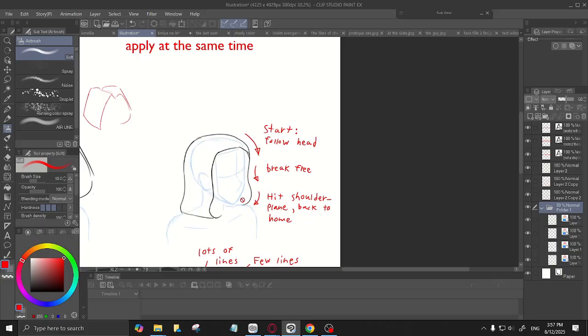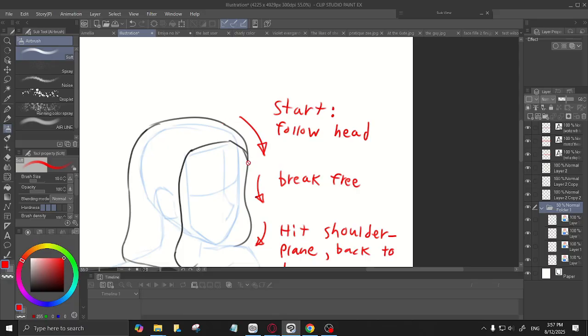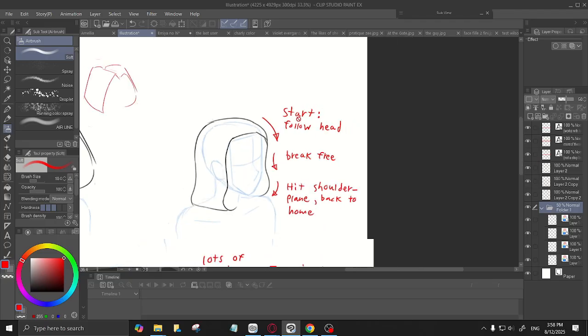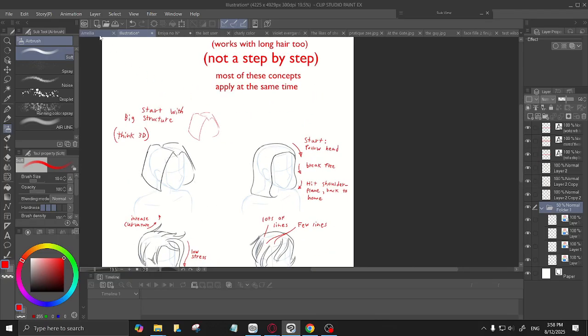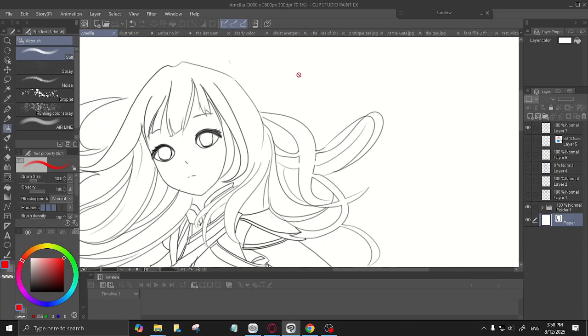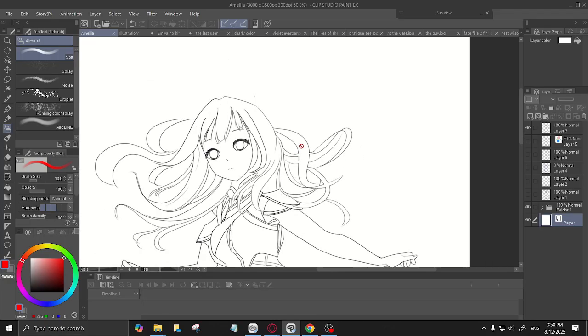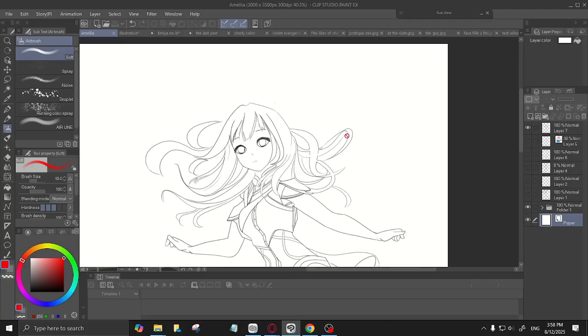Once I started doing this, and even this shape right there, where it follows the head, breaks free, and then goes back, that's fundamental. Even for really long hair, for example, this strand of hair goes from this side, it goes really far, and then it goes back. So at first all this hair follows the head, they break free, and this one goes really far, but then it goes back home. And that's really significant.